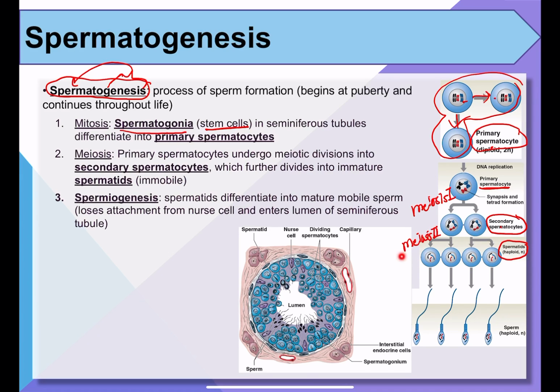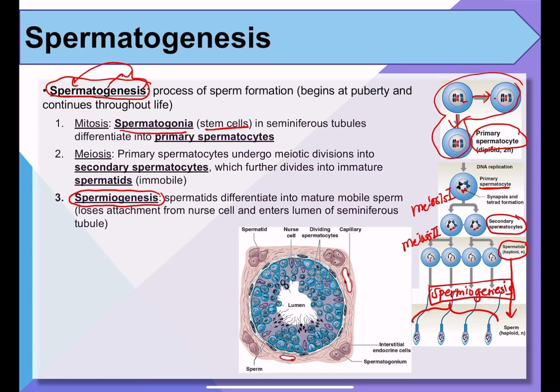Notice that at the spermatid stage, they still can't swim yet. You don't see any tails. That's why they need to become a mature sperm through another process called spermiogenesis. From spermatids to motile sperm, with the tail and everything, they have to go through spermiogenesis before they become mature sperm. Once they become mature sperm, they can swim and become mobile. They will also lose their attachment from the nurse cell and enter into the lumen of the seminiferous tubule.